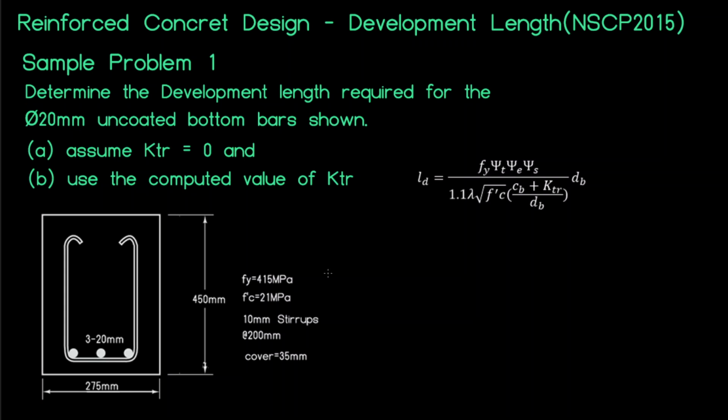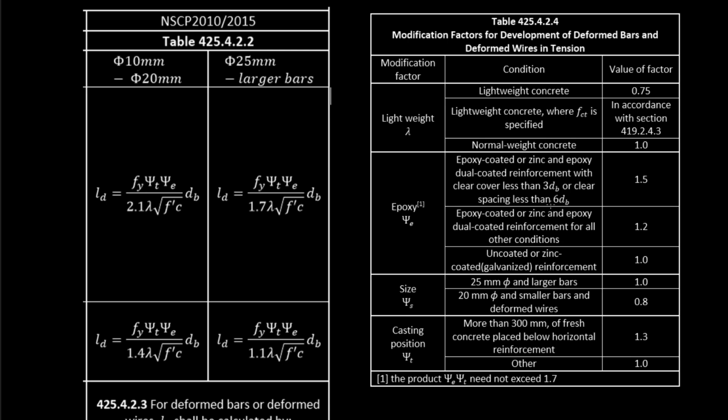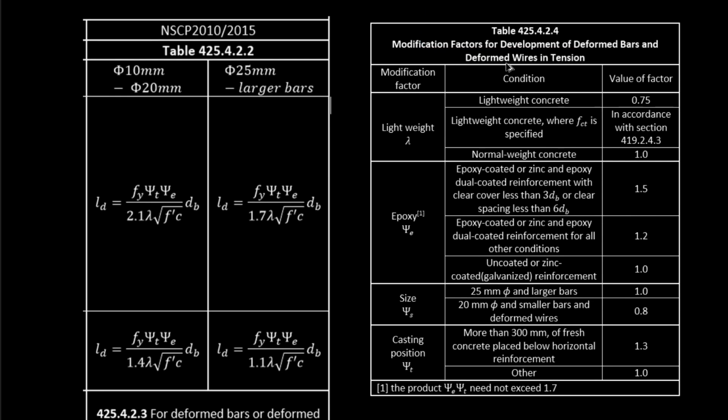So, siguro, para hanapin muna natin yung mga factors na gagamitin natin. Psi T, Psi E, and then Psi S muna. Okay. So, punta ulit tayo doon sa ating table. So, ito yung table na gagamitin natin. Modification factors for development of deformed bars and deformed wires in tension.